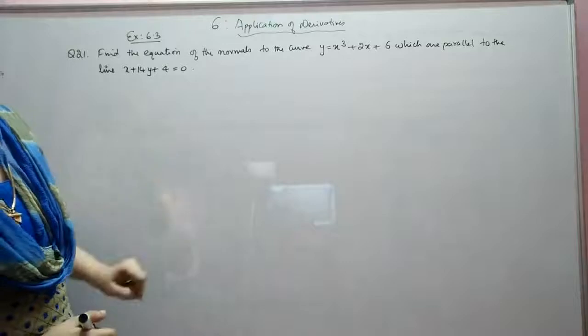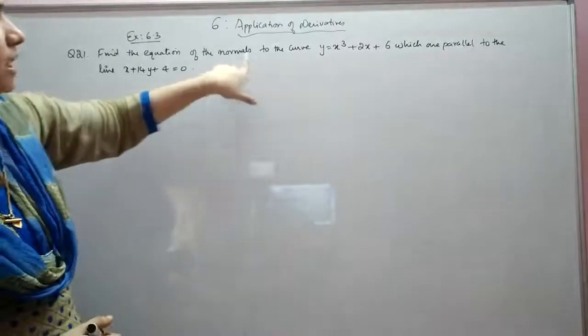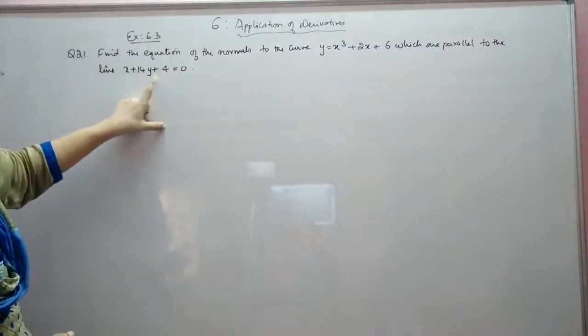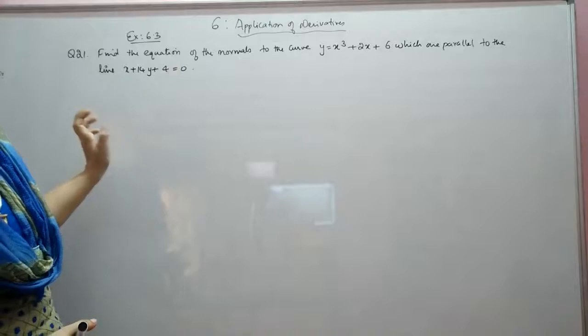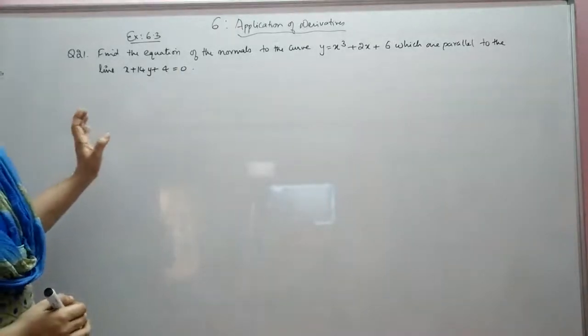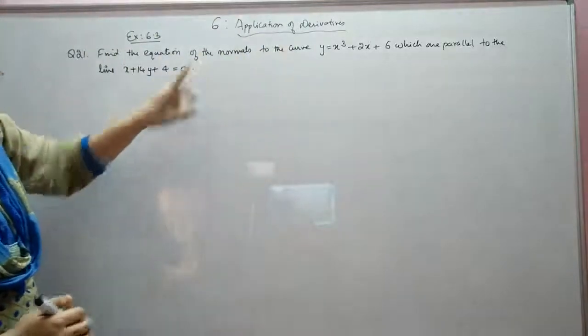That will give you the slope of tangent. After that, find the slope of normal. And they are saying that the normal is parallel to this line. That means the slope of this line and the slope of the normal will be the same. Parallel lines have equal slopes. That concept will give you the value of x, and from that you can find y and then the equation of normals.